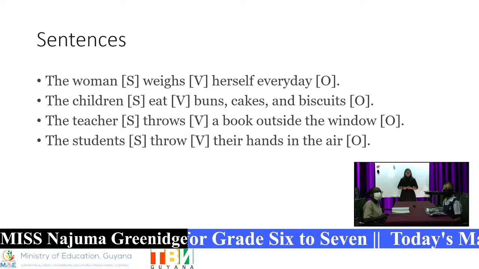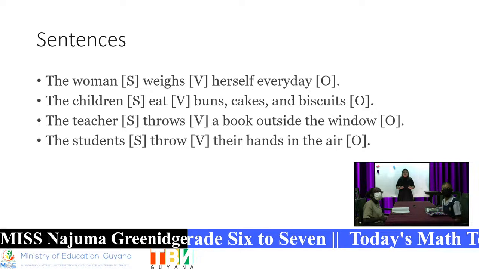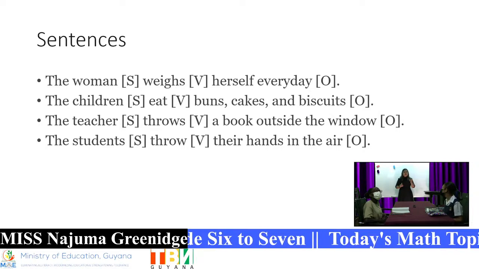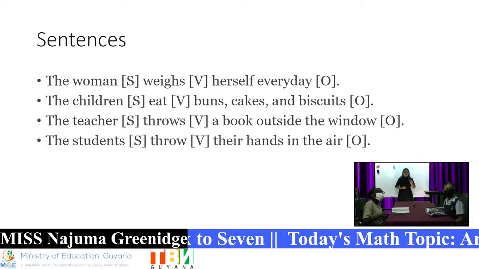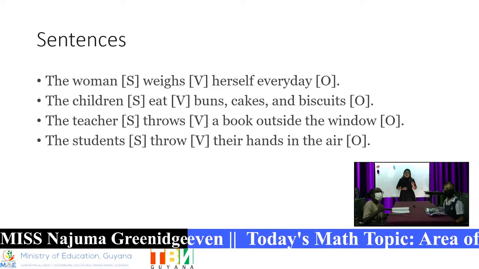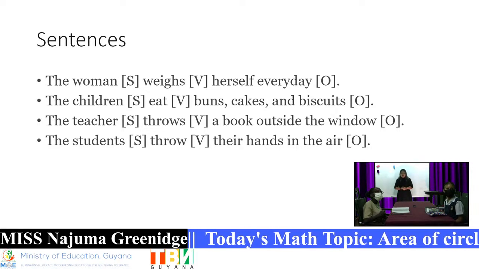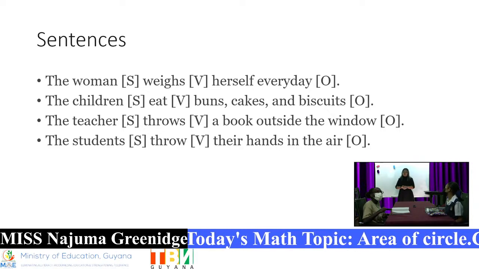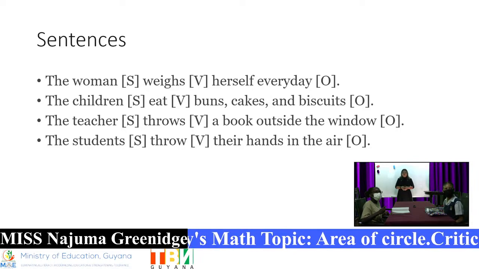The children eat buns, cakes, and biscuits. Who or what are we talking about in this sentence? Children. The children. That's all right. So we have the subject of the sentence being the children in this one here. The previous example, we have the subject as the woman. And the third example, I'm going to ask Alicia to read that, and Azaria, you'll read the fourth one for us. Go ahead, Alicia.